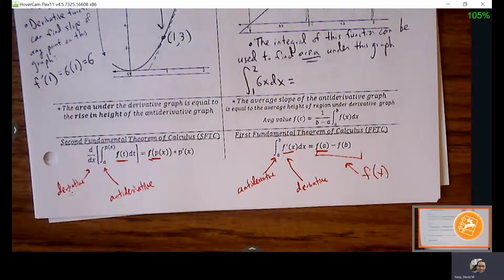Just wanted to kind of highlight that relationship between derivatives and integrals. Let's go back to page 1.